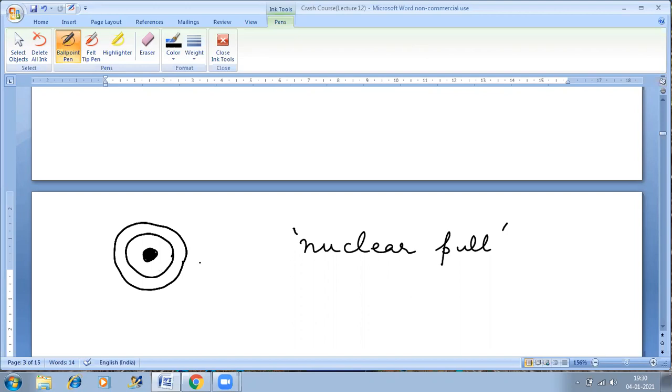So it depends on the nuclear pull, and if the number of shells is the same, then we will see the nuclear pull. How do we see the nuclear pull? We count the number of protons present. More the number of protons, more is the nuclear pull, and hence smaller is the size.